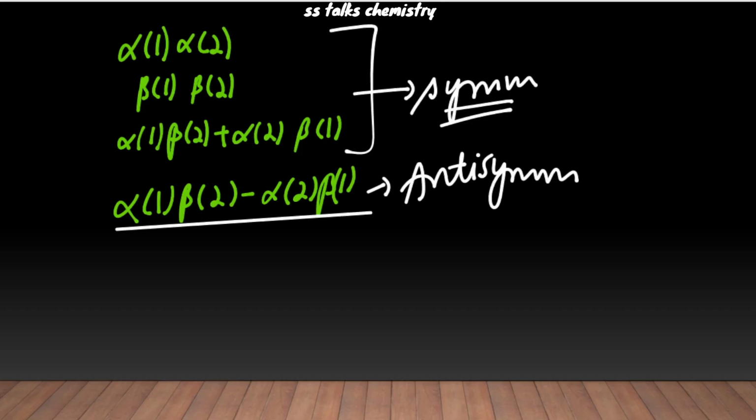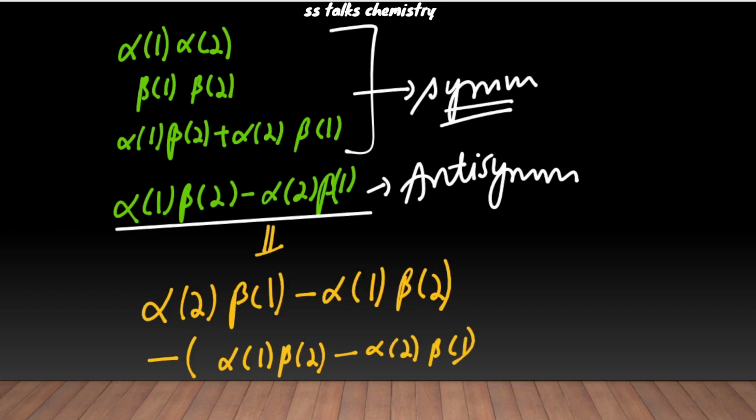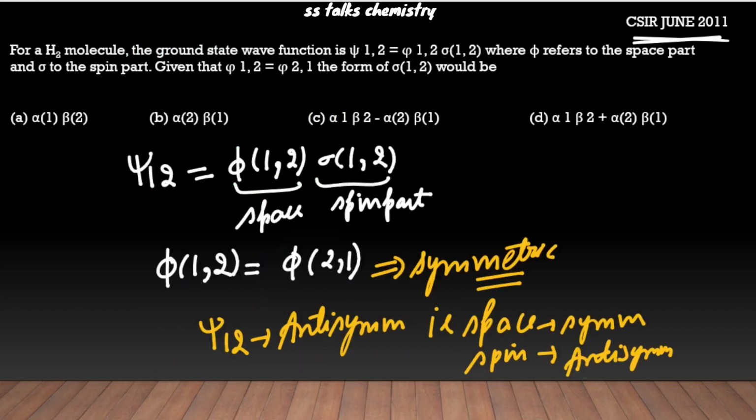How can I say that it is anti-symmetric? Interchange 1 and 2. You get alpha 2 beta 1 minus alpha 1 beta 2. So rearranging it, we get minus of alpha 1 beta 2 minus alpha 2 beta 1. So this is the negative of the wave function you started with, which clearly implies it is anti-symmetric, right? So that makes this one, with the negative part, option C the right answer in this case. I hope the concept is clear, right? Now moving to our next question.